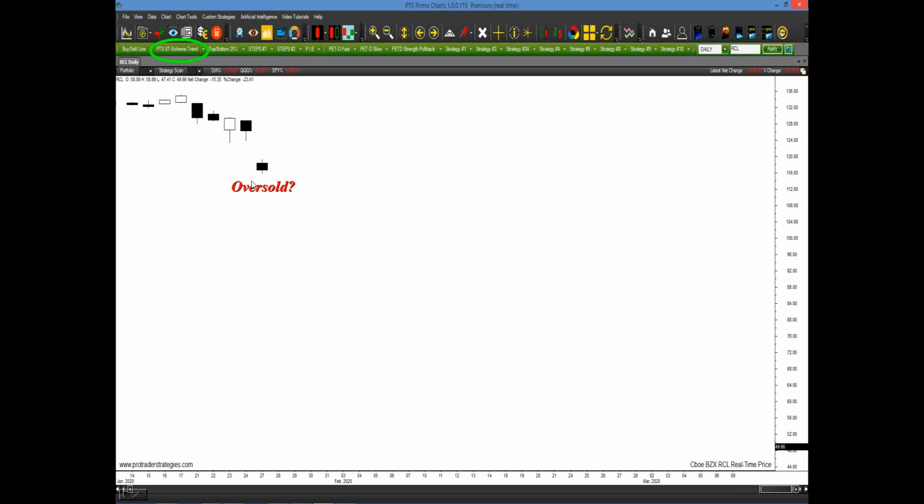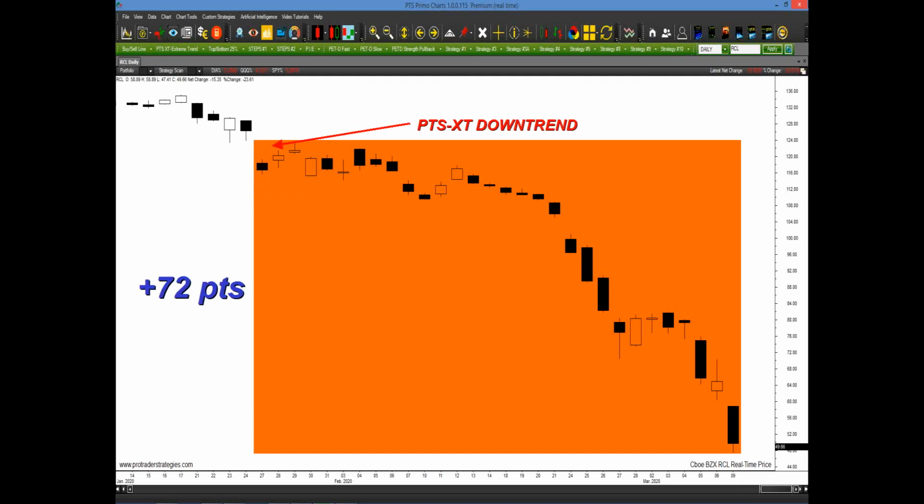You press on the tab for the PTS XT. Where everyone else thinks there's support, it's issuing a red-orange block or red-orange zone telling you that a strong downward move is most likely, not guaranteed, but most likely about to take place. You would have known at the end of January that this stock was about to fall.